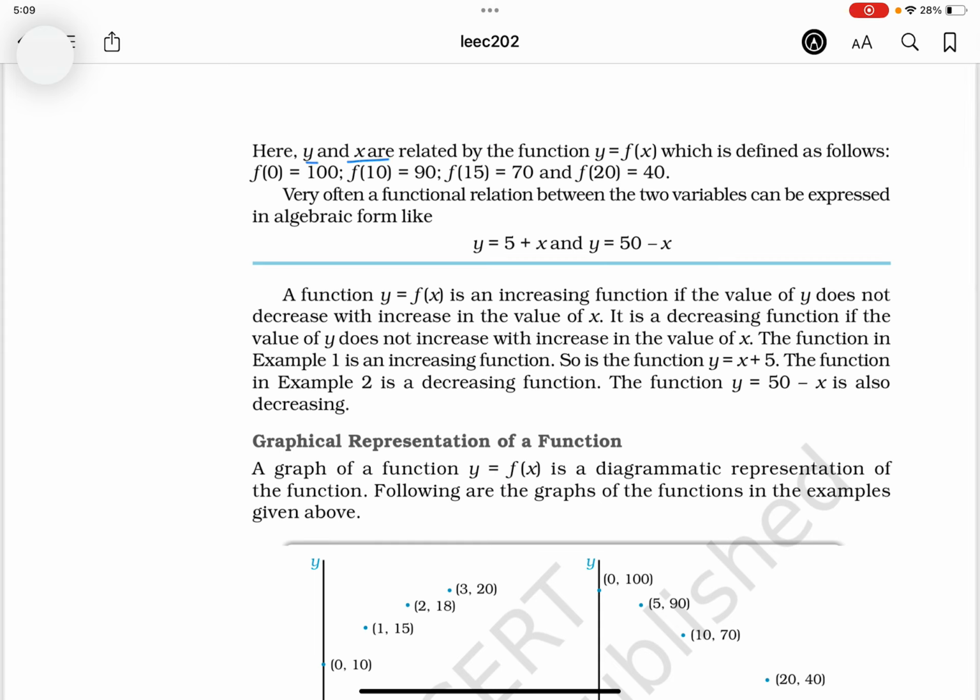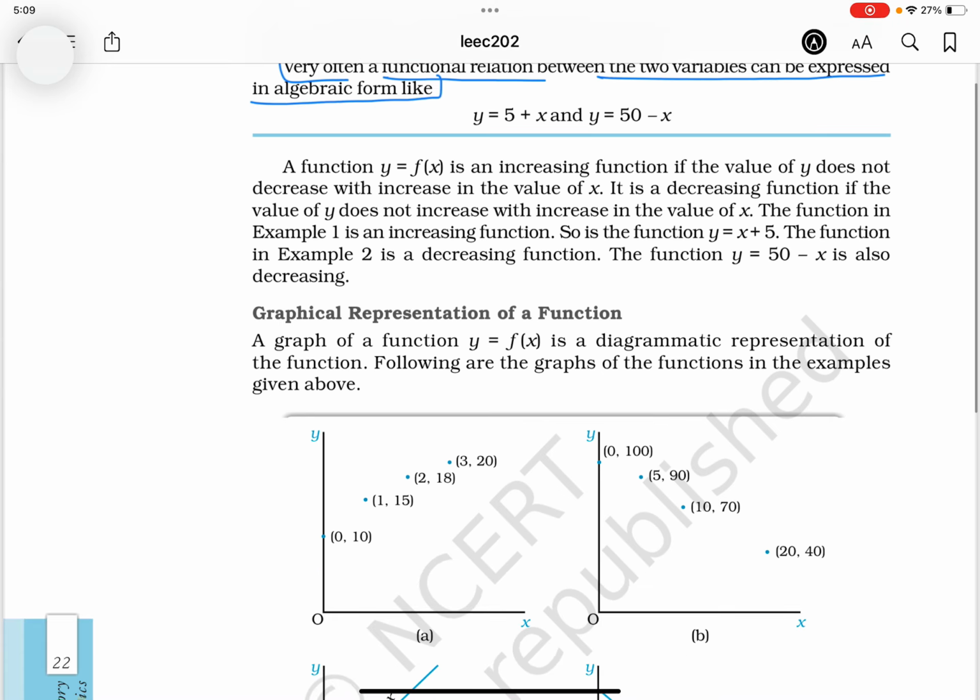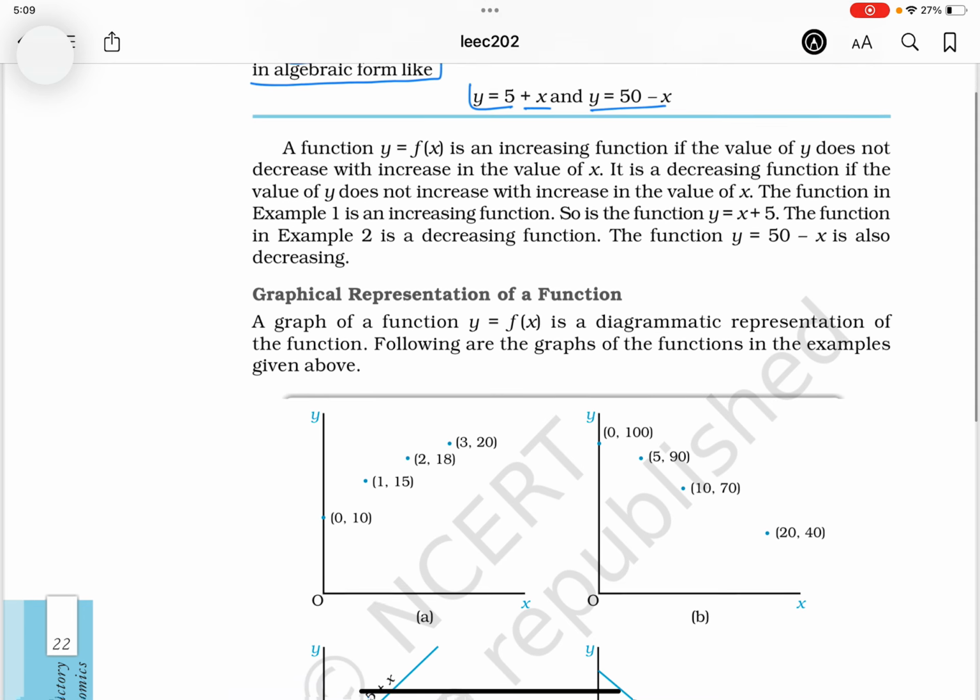Here y and x are related by the function y is equal to f(x), which is defined as follows. f(0) is equal to 100, f(10) is equal to 90, f(15) is equal to 70 and f(20) is equal to 40. Very often a functional relation between the two variables can be expressed in algebraic form, like y is equal to 5 plus x and y is equal to 50 minus x.